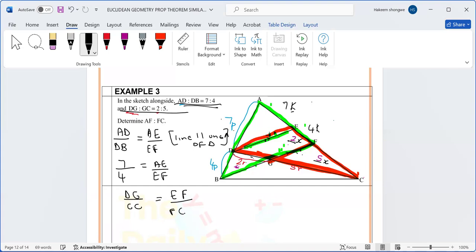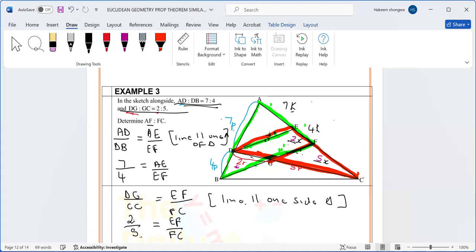Okay, what is the reason behind this? It's because we have a line parallel to one side of a triangle, like this, Amish. And now we know what this one is: it's 2 is to 5. Meaning EF is to FC is going to be 2 is to 5. Okay, what are we looking for? We are looking for AF.